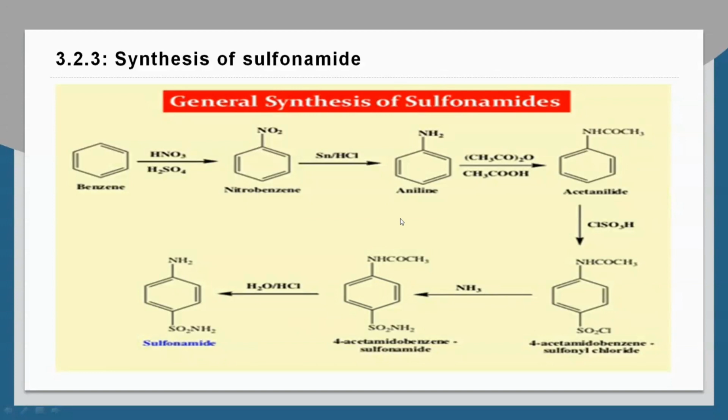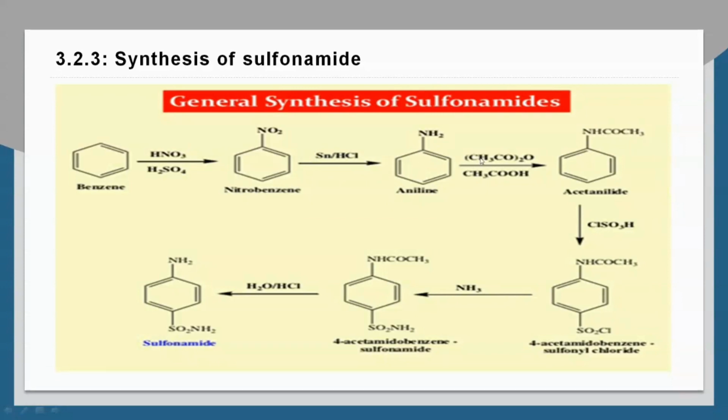So I am summarizing this synthesis. Benzene is acting as a starting material. It reacts with a nitric acid and sulfuric acid mixture. It's converted into nitrobenzene. In the first step, nitration will occur. This nitrobenzene reacts with a reducing reagent, tin and HCl, and is converted into aniline. In the second step, reduction will occur.